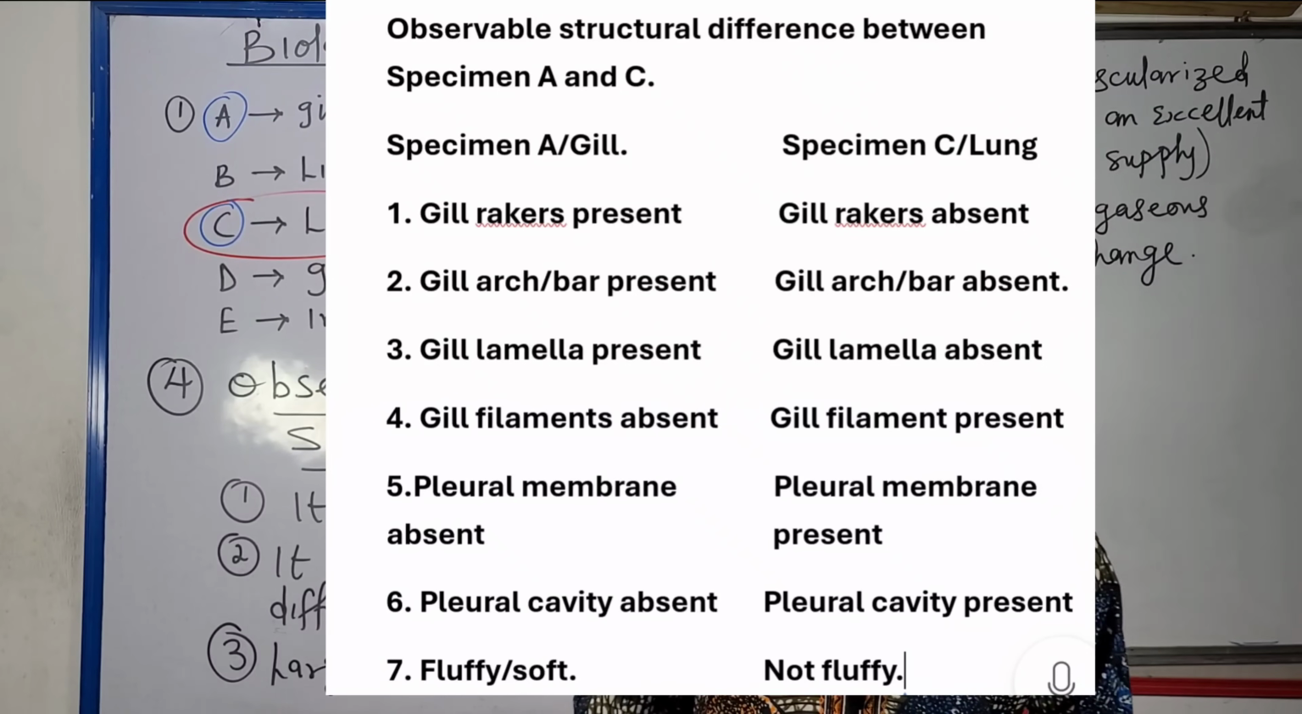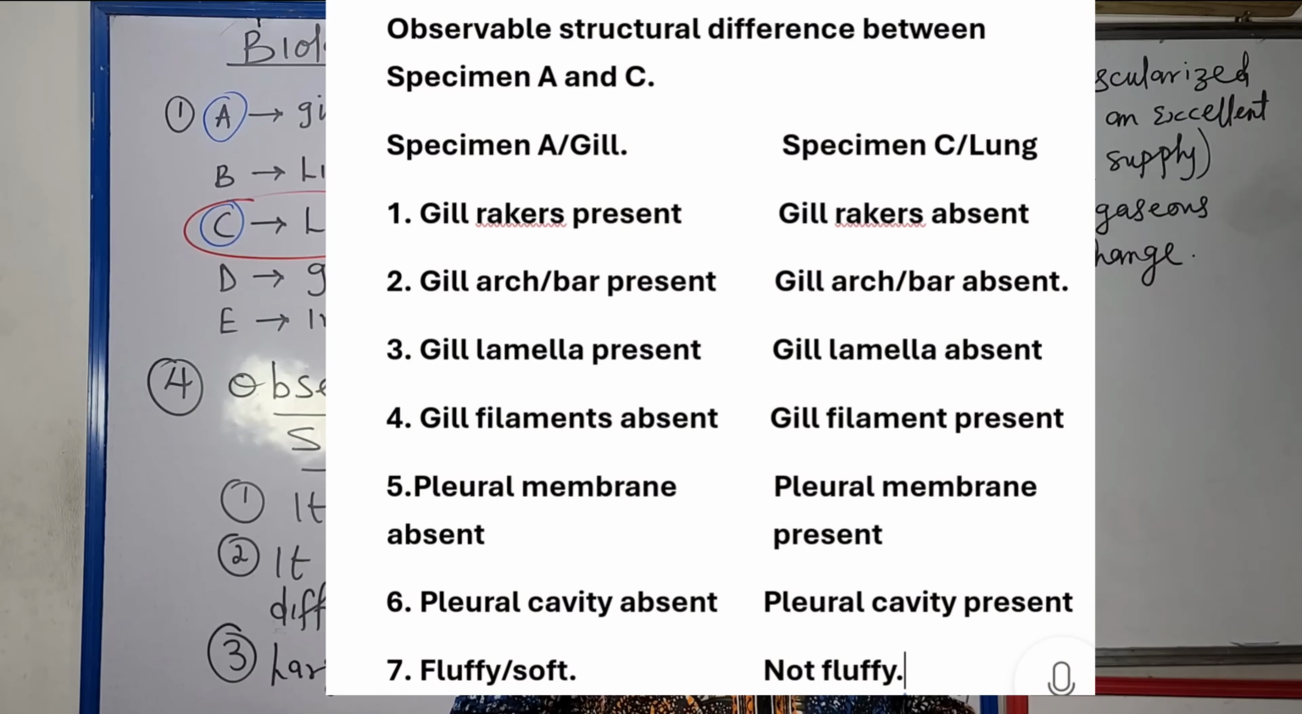Specimen A talks about the gills of a fish. Specimen C talks about lung. So what do we notice here? Very easy. For specimen A, gill rakers are present. Those gill rakers are used for feeding. For specimen C, talking about the lung, gill rakers are absent. Gill arc or bar are present in A, they are absent in C.